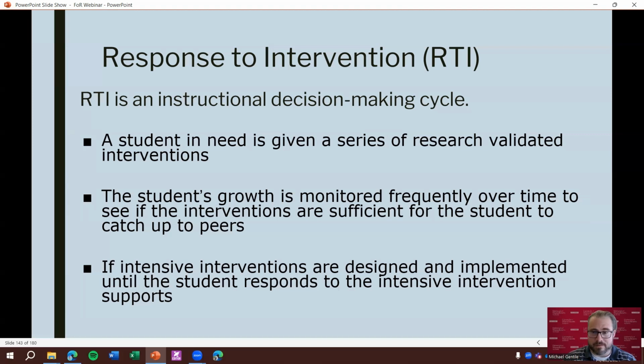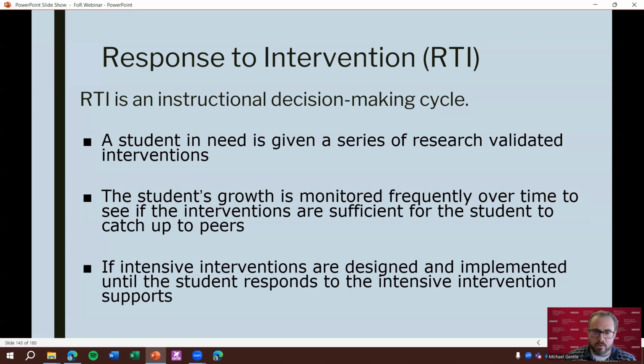That's also a part of RTI, and that's what everybody gets. But then between those fall, winter, and spring benchmarking periods, we are going to be taking those tier two students receiving tier two and tier three instruction and very closely monitoring their growth. Okay. And that's called progress monitoring.